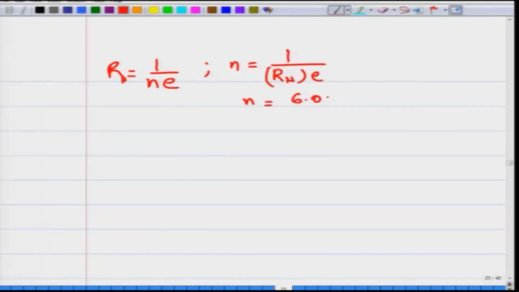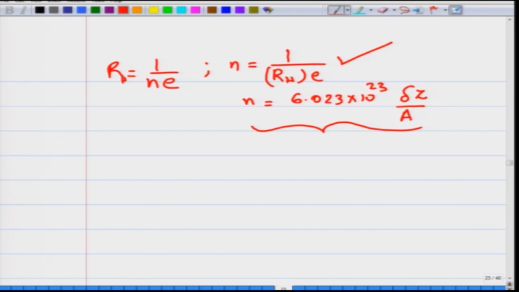We had already obtained a number which, if you recall, is 6.023 into 10 raised to power of 23, the density of the material divided by the atomic mass into Z, where Z is the number of valence electrons, how many electrons are given out by each atom. That gives you an estimate of the density. But if you actually want to know the density of charge carriers present inside a material, experimentally this is the way to determine it. You measure Rh by measuring the Hall resistivity as a function of magnetic field, and then you can determine N because you know E.